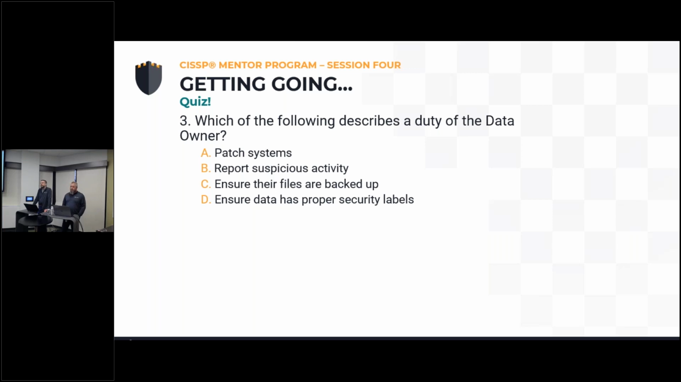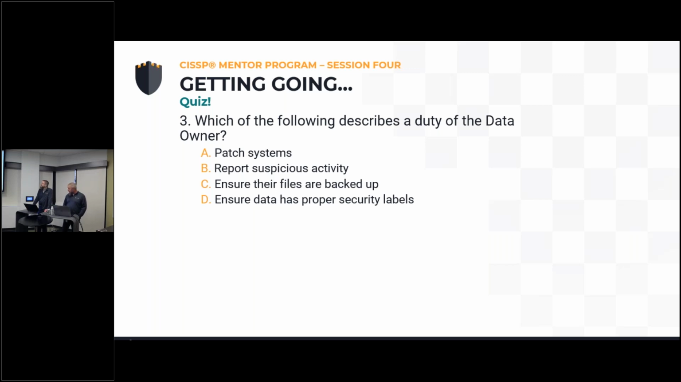So you remember we went over three primary roles: owner, custodian, and user. One fits best for custodian, that's your IT people who typically patch the systems. So you can cross off A. B, report suspicious activity, that's usually just a general user activity, so that's probably not the best one.